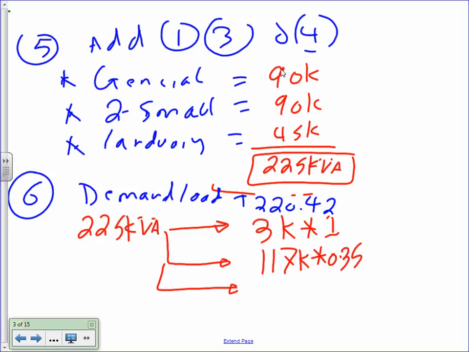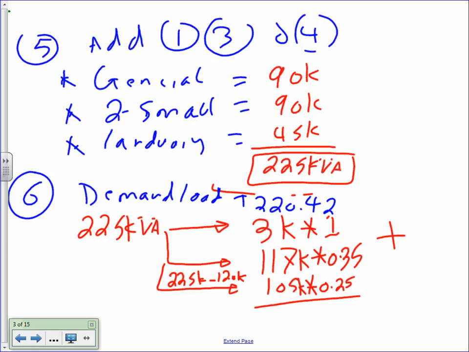I'm going to say you take the 225K minus 120K, get you 105K, then you multiply this by 0.25. And then what do you do with them? Add them up. So I have 70.2 kVA.